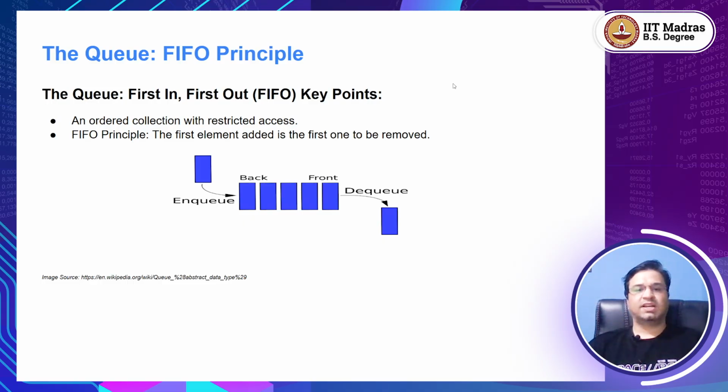A queue is an abstract data type that supports two primary operations. Enqueue, that adds an element to the back or rear of the queue. Dequeue, that removes and returns the element from the front of the queue. You can also peek at the front element without removing it and check if the queue is empty.